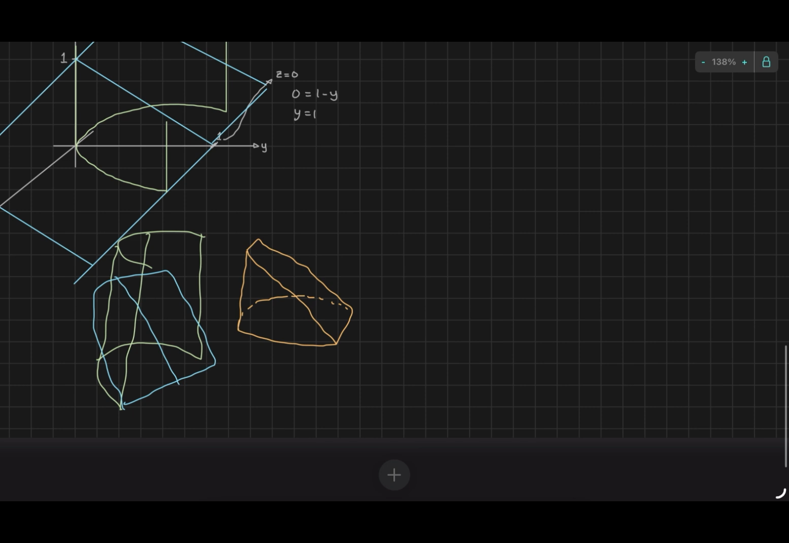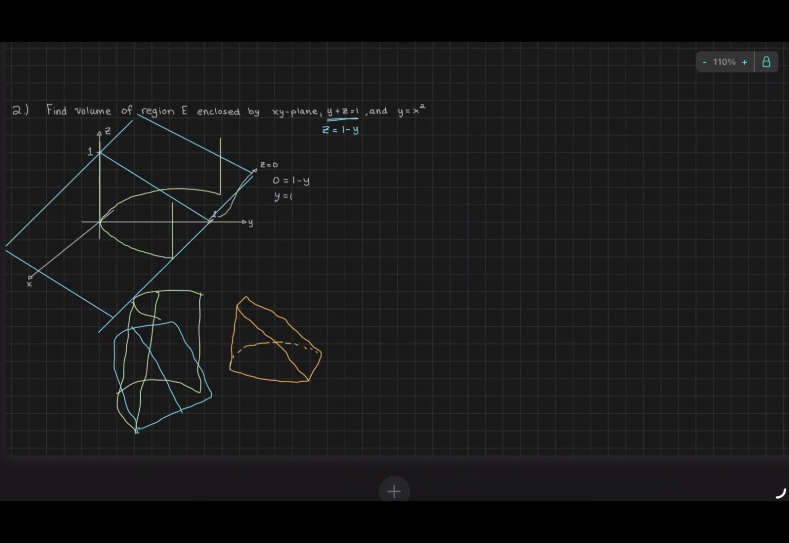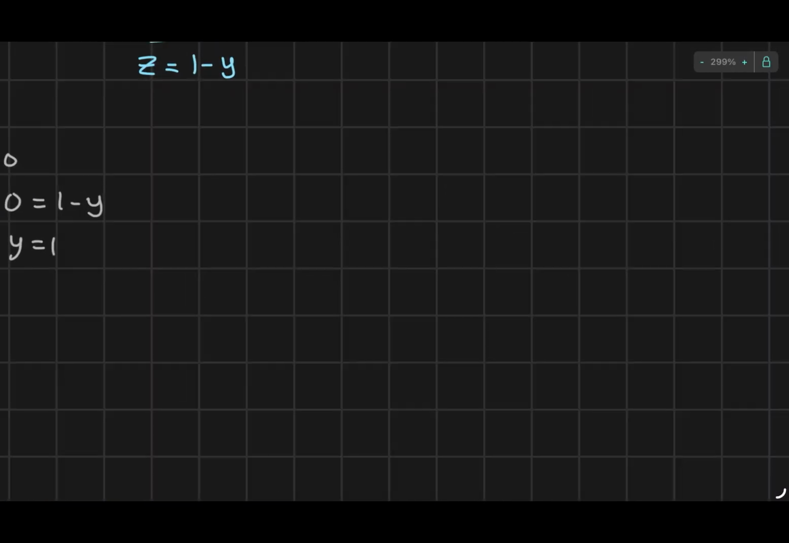So this is what our shape is going to look like. Well, I used all my colors. It's okay. We'll make a new color. We'll put this baby in red. Okay. Well, first of all, what are we asked to do when we're finding the volume of the region E? Well, basically the volume is equal to, obviously, we're going to be using a triple integral over some region E of, what's our integrand going to be?